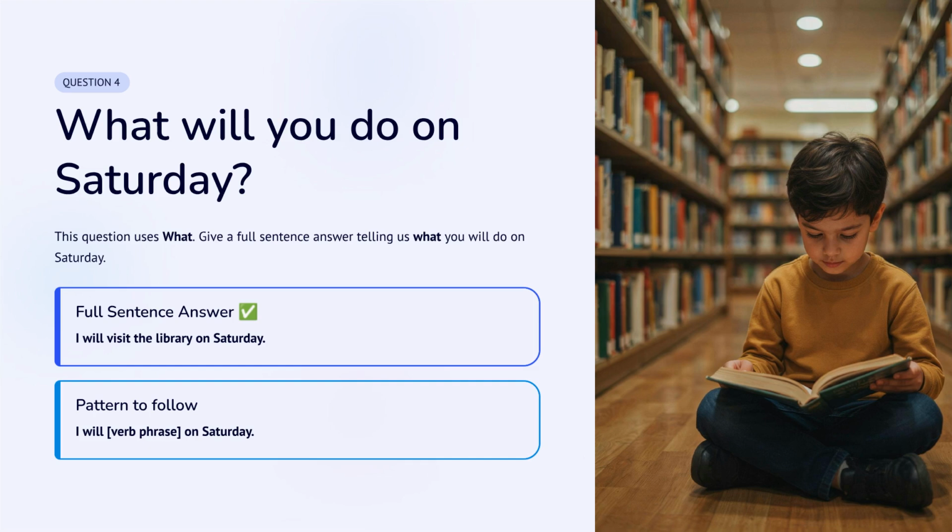Question 4. What will you do on Saturday? Since this question begins with what, answer with a full sentence telling us your planned activity. Follow the pattern, I will, verb phrase, on Saturday. For example, I will visit the library on Saturday.